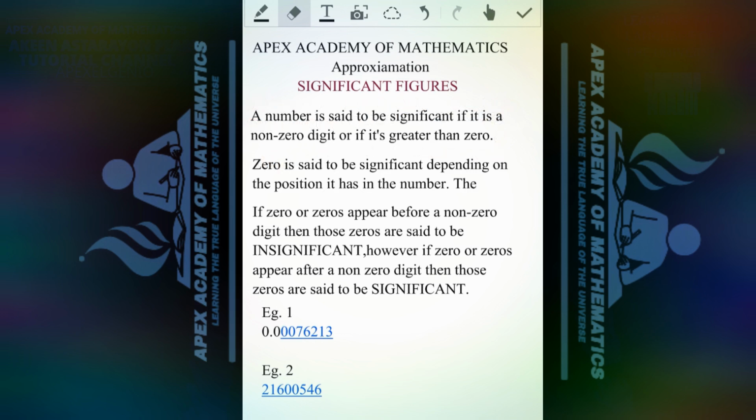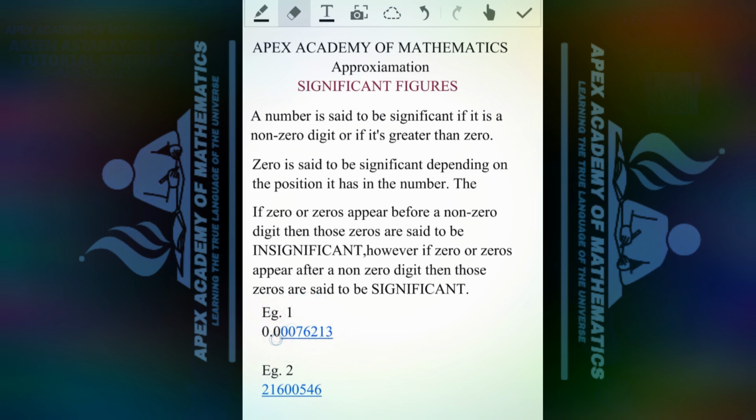All right, however, the reason why 0 or zeros can be significant depends on the position that it holds in the number. So depending on where the 0 is, we can safely say that this 0 or that 0 is insignificant or significant. Let's take a look at why and when zeros are significant or insignificant. It says here that if 0 or zeros appear before a non-zero digit, then those zeros are said to be insignificant. Take for example number 1 here.